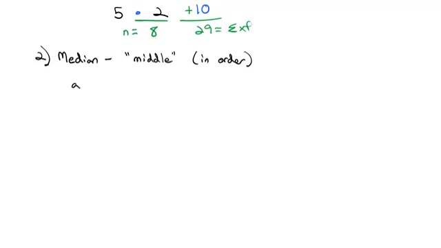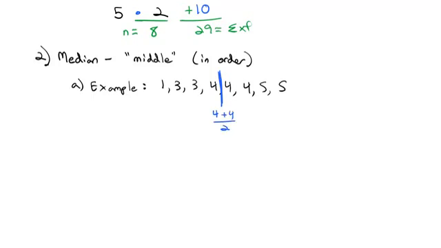So for example, using our same data, the 1, 3, 3, 4, 4, 4, 5, 5, the median is going to be the value right in the middle. Well, if there are 8 values, the middle puts you between the 4 and the 4. And we know from our previous section when we made box plots, we would add those and divide by 2 to get our median value, which turns out here to be 4.